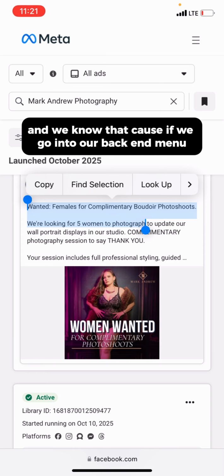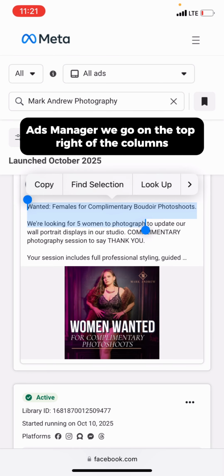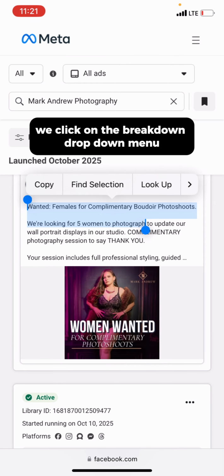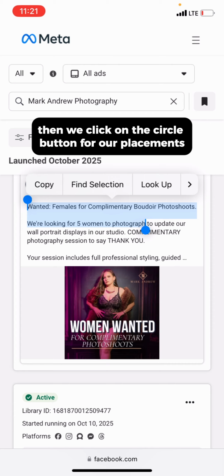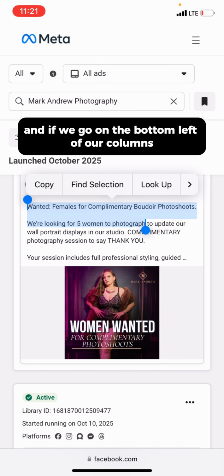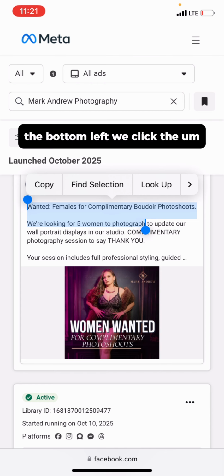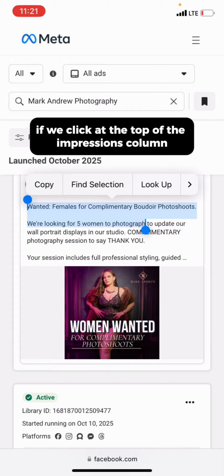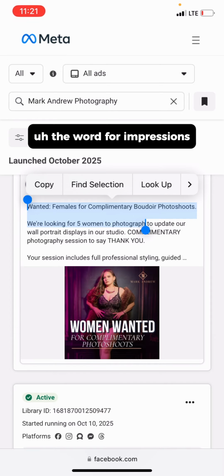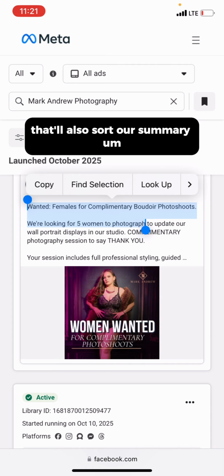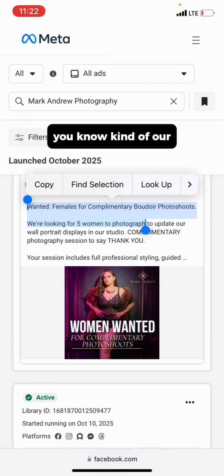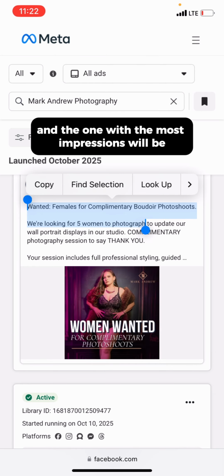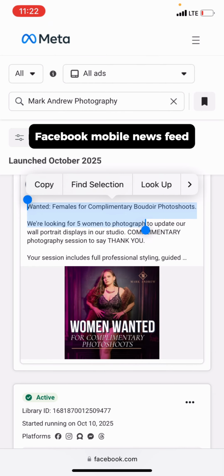And we know that because if we go into our backend Meta Ads Manager, we go on the top right of the columns, we click on the breakdown drop-down menu, then we click on the circle button for our placements. Then if we go on the bottom left of our columns, in the bottom row, the summary row, we click the summary row arrow to bring up the summary menu. And then if we click at the top of the impressions column, the word for impressions, and we sort by highest to lowest, that'll also sort our summary row. And the one with the most impressions will be Facebook mobile newsfeed.